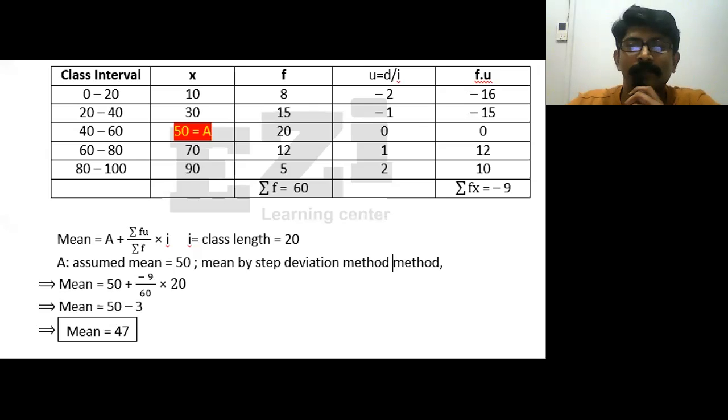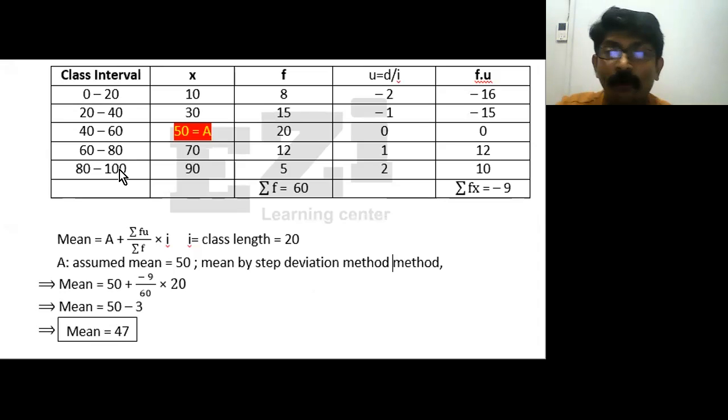Okay, so I was about to teach you this step deviation method. So how to do this step deviation method? First of all, we're going to copy paste the class interval 0 to 20, 20 to 40, 40 to 60, 60 to 80, and 80 to 100. It's a very common step in all the three methods.